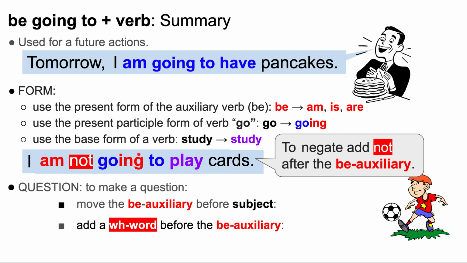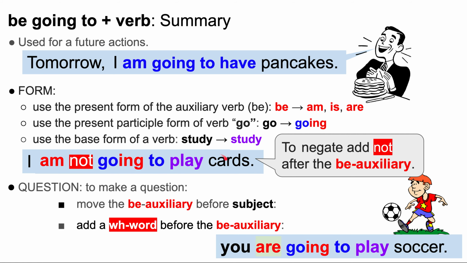Also remember to negate, I'm going to add not after the be auxiliary. So I am not going to play cards. Okay, to make questions, my sample sentence, you are going to play soccer. We move the be auxiliary before the subject. Are you going to play soccer? And to make a WH question, I just add a WH word. So when are you going to play soccer?